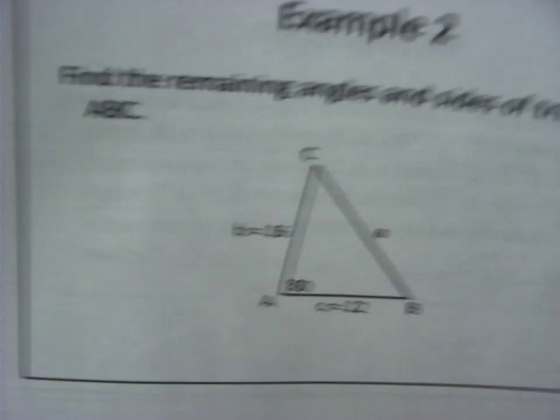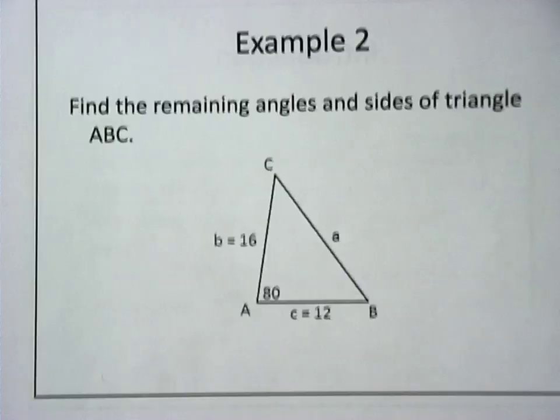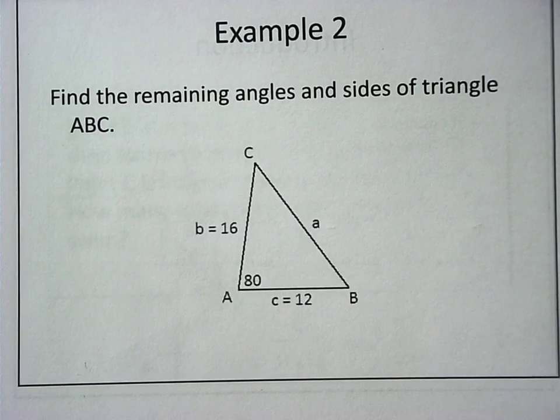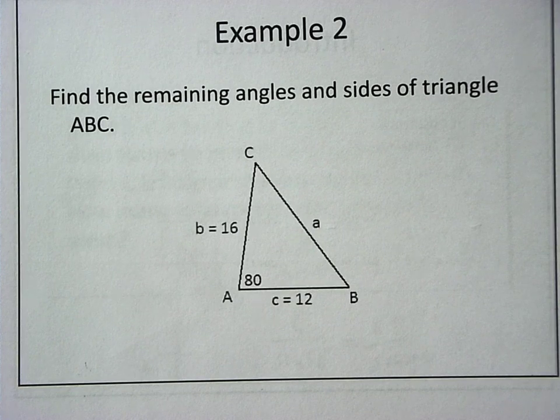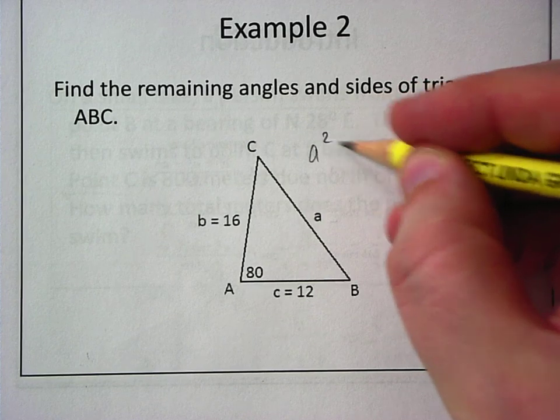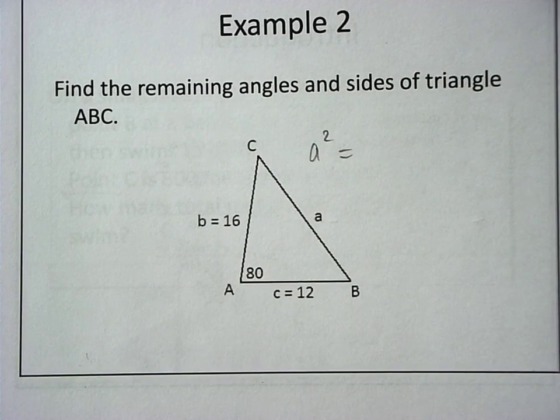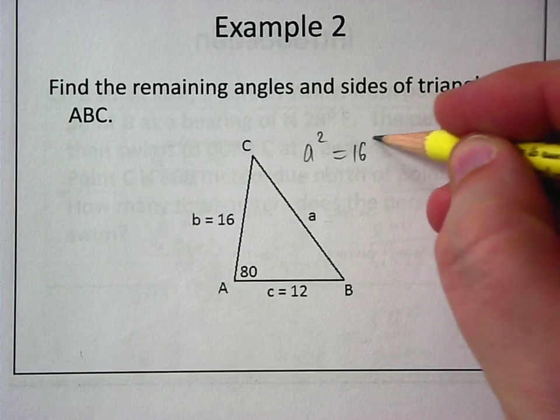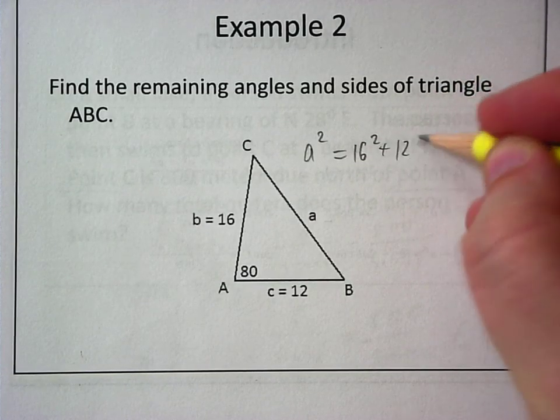Now, SAS makes it even easier. When you have two sides and the included angle, how would I set up the law of cosines? A squared equals B squared plus C squared minus 2BC cosine of A. I would at least want you to write out the initial stage of it, because it makes you less likely to make an error.